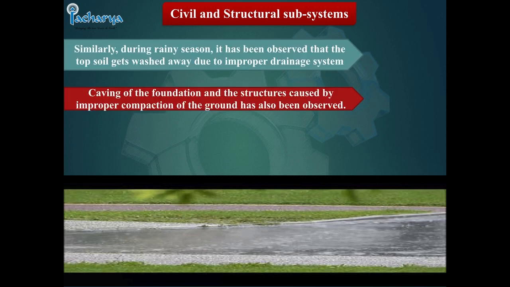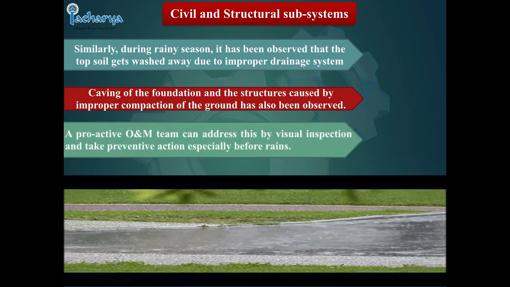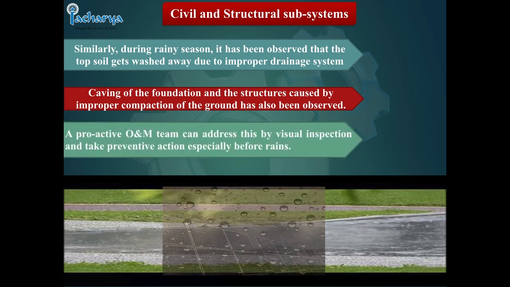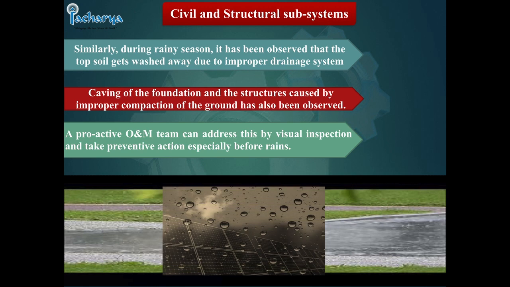Similarly, during rainy season, it has been observed that the top soil gets washed away due to improper drainage system. Caving of the foundation and the structures caused by improper compaction of the ground has also been observed. A proactive O&M team can address this by visual inspection and take preventive action, especially before rains.